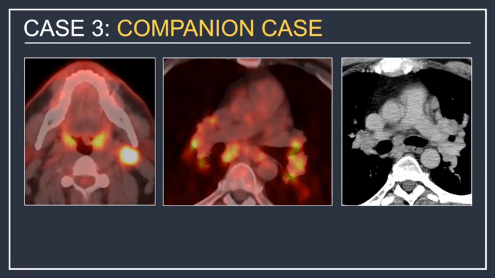This patient was further evaluated with PET imaging, and we can see hypermetabolic activity within the left level 2 nodal mass, as well as hypermetabolic activity within the palatine tonsils. We also can see that the disease process within the chest is also hypermetabolic.